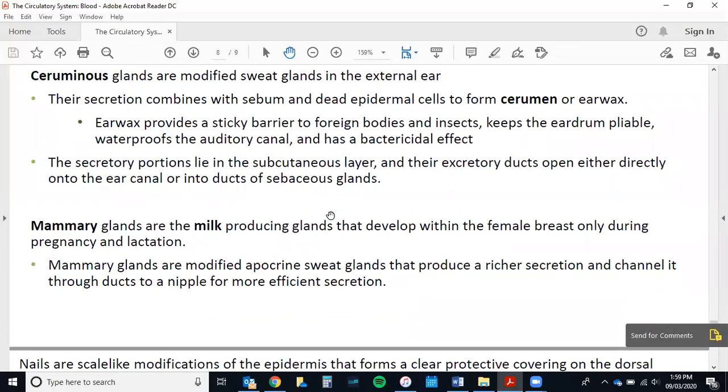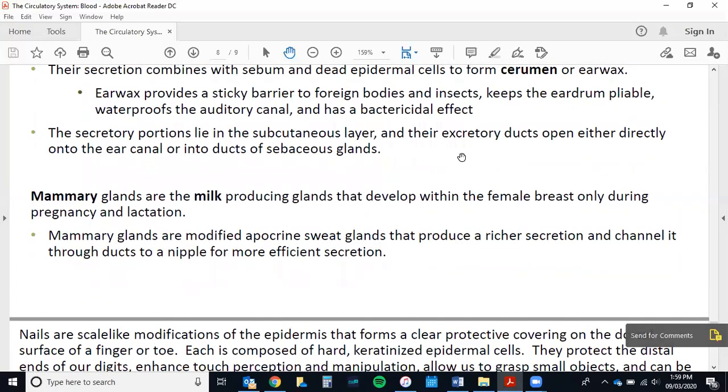Ceruminous glands are modified sweat glands specific to our external ear. Their secretion includes not only sebum but dead epidermal cells, forming the fancy word cerumen, which is just a more complicated way to say earwax, and that's why they call them ceruminous glands. The function of earwax is to provide a sticky barrier to foreign bodies and insects, keep the eardrum pliable, and waterproof the auditory canal. Its bactericidal effect means that it can actually kill some bacteria.